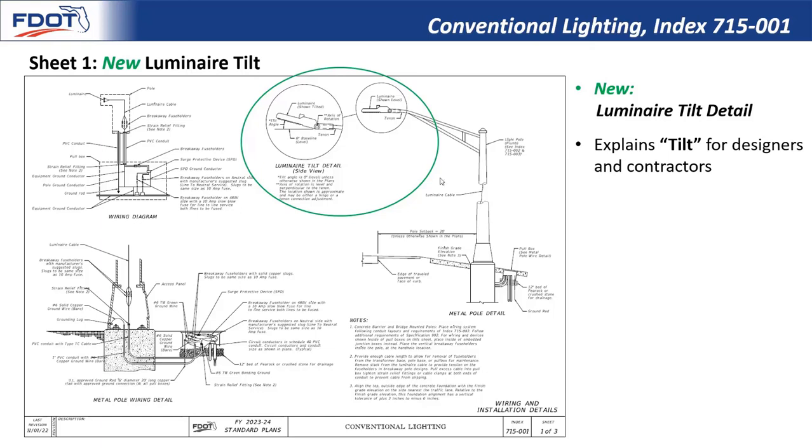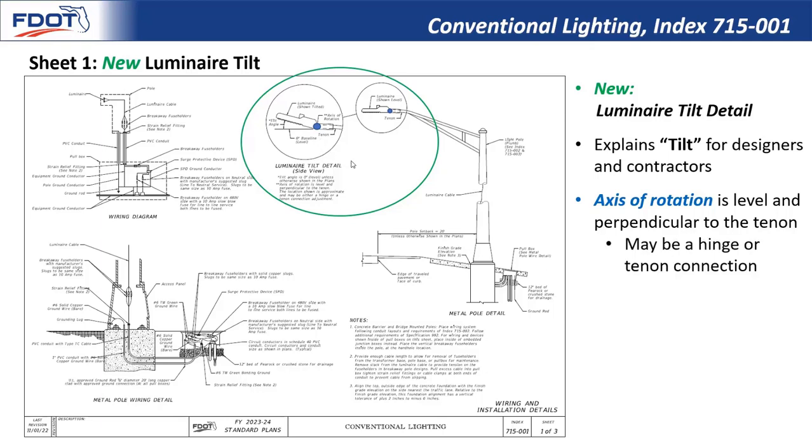So basically, luminaire tilt is the rotation of the luminaire as it's shown here. The axis of rotation, as shown in blue, is defined as level and perpendicular to the tenon. So basically, we're seeing a side view of the luminaire pictured, and then the axis of rotation is coming directly in and out of the page. This axis of rotation may be a hinge, and that's how it's shown here. Some of the luminaires have a hinge, or it may be just a tenon connection. So some of the luminaires have different teeth inside of that tenon connection, and the luminaire's tilt can be adjusted that way.